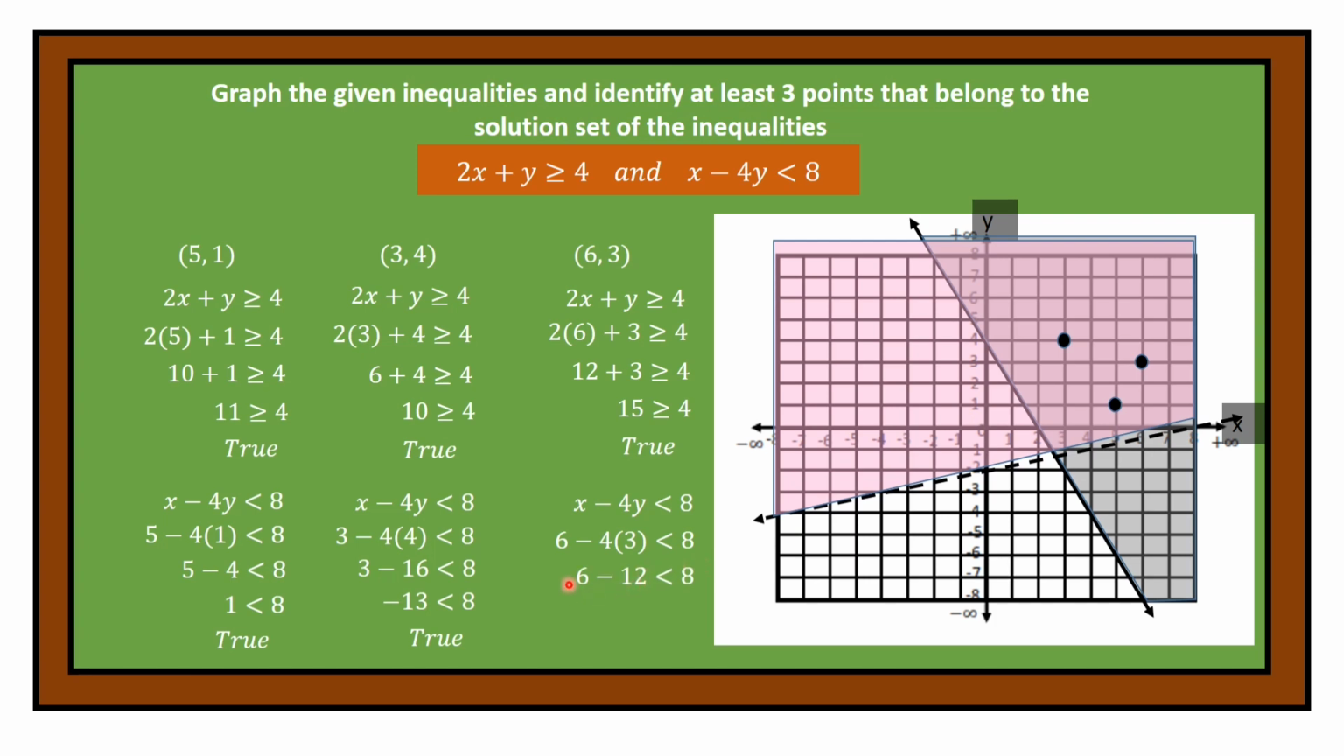So let us solve. So 6, and then 4 times 3, so we have here 12, is less than 8. And 6 minus 12 is equal to negative 6, is less than 8. So this statement is true. So ibig sabihin, na-prove na natin using these 3 points that this region is the solution set of our inequalities.